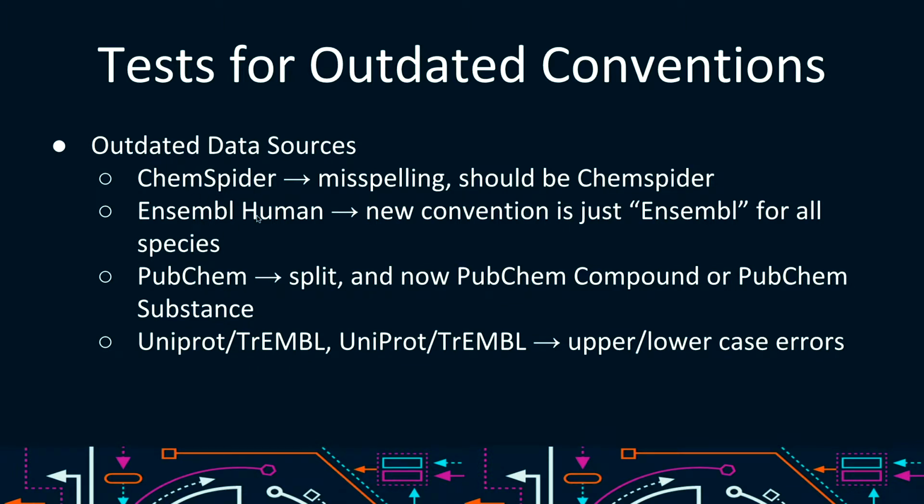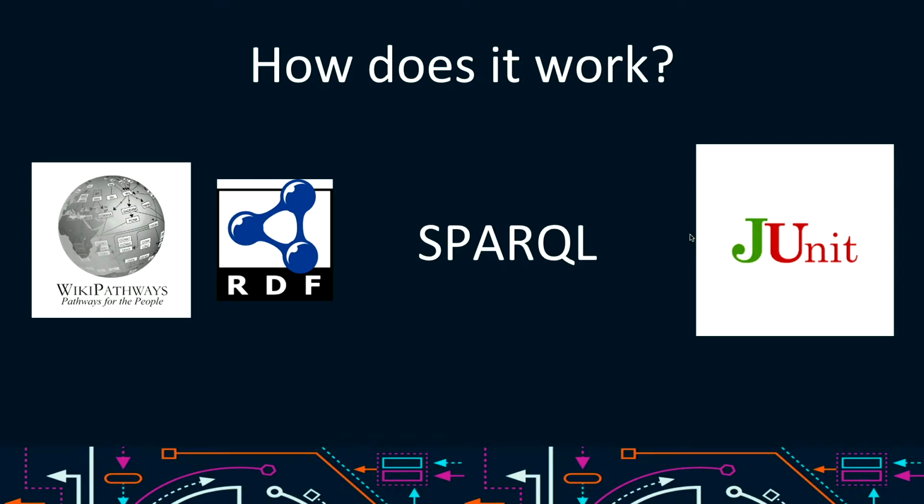At some point, for each species, we had a species-specific data source. That at some point changed to the convention of always just using Ensembl as a data source. Those kinds of maintenance things are also easy to detect, and then you get a nice overview of what needs to be done. So how does it work?